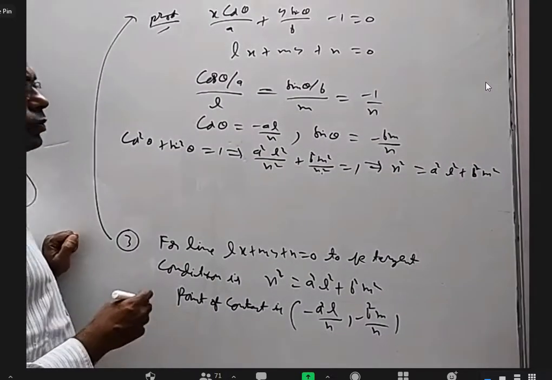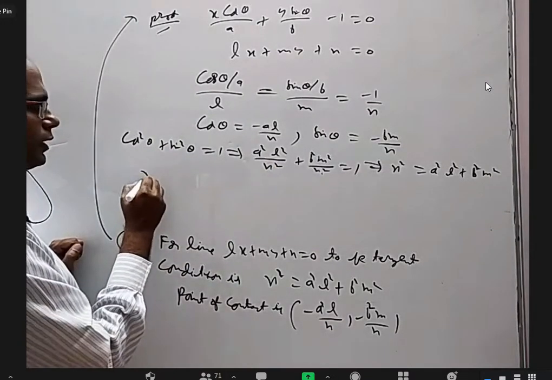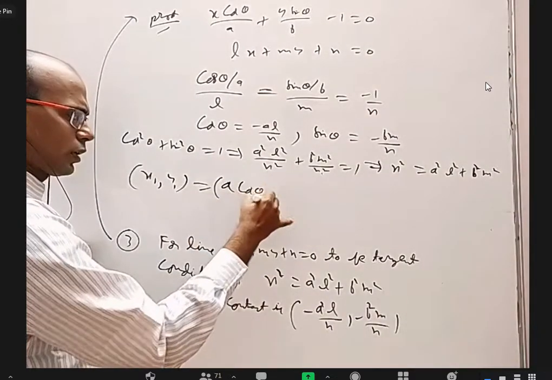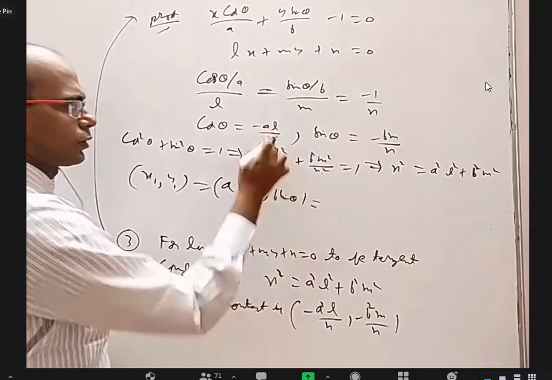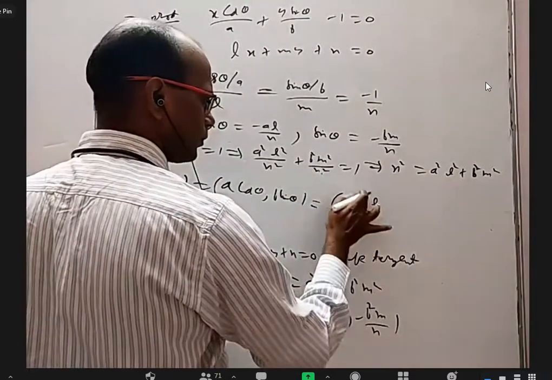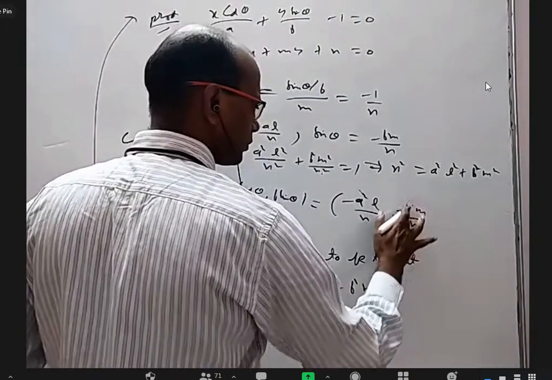Okay. Now, how to find the point of contact? We already got cos theta, sin theta. So that point x1, y1, which is the same as a cos theta, b sin theta. You know cos theta is this, substitute it. You'll get minus a square l by n, minus b square m by n.